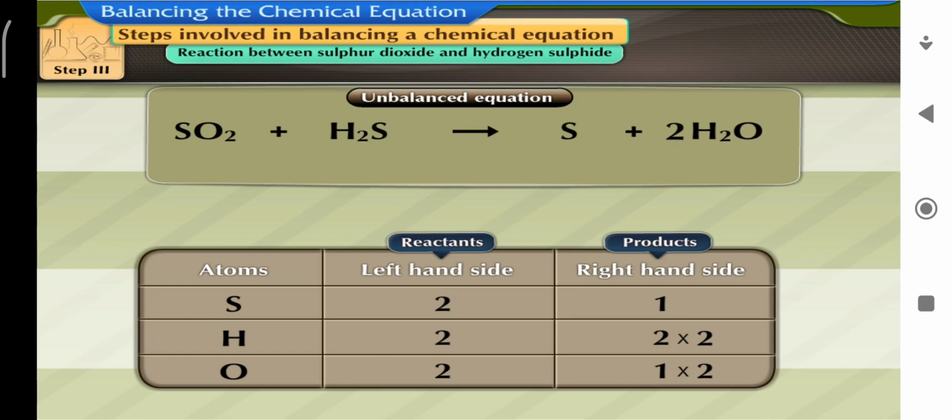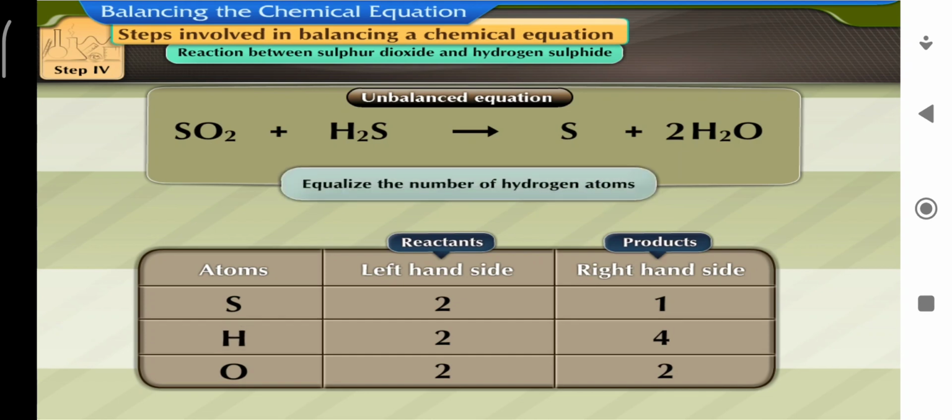Enter these values in the table. There are 2 hydrogen atoms in the reactant side and 4 hydrogen atoms on the product side. And there are 2 oxygen atoms on either side of the equation. Now the equation is partly balanced. Step 4. Select any other atom that is not balanced. In this equation, the S and H atoms are still not balanced. Let us select hydrogen atoms first for balancing.